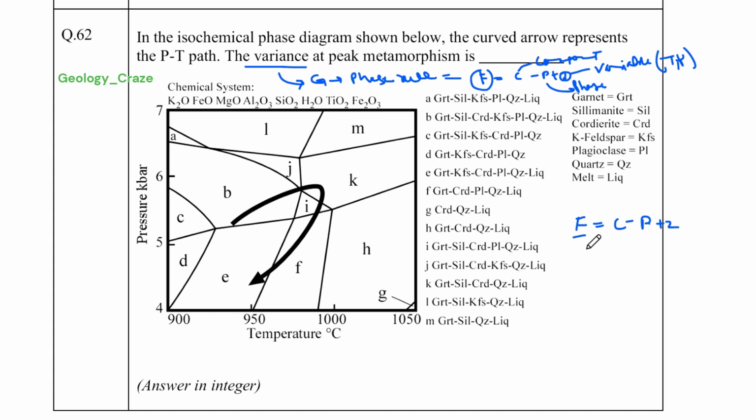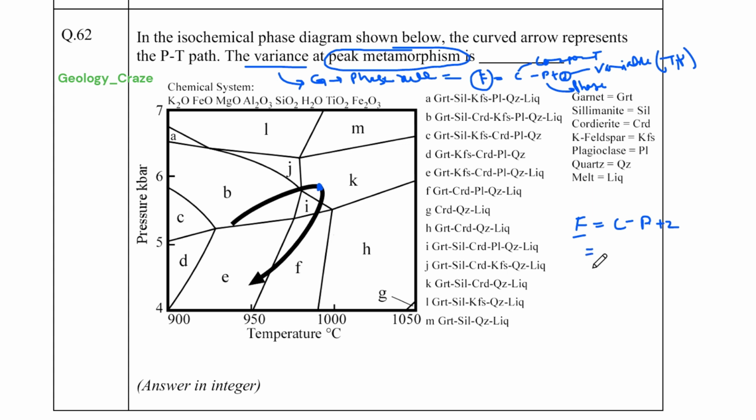Now we have to calculate this F at peak metamorphism. Here temperature and pressure are low, then pressure and temperature are increasing, and this is the point where maximum pressure and maximum temperature is reached. So we have to calculate at this point.